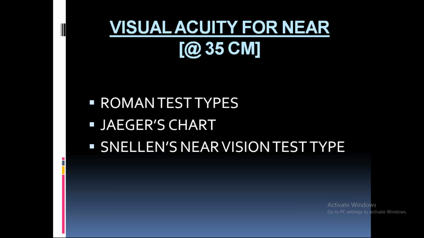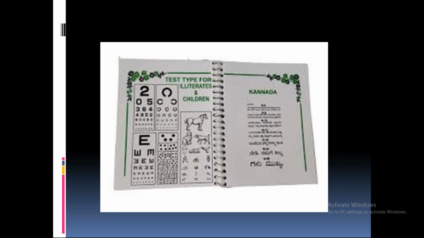Visual acuity for distance is checked at a distance of 6 meters. For near vision, it is checked at a distance of 35 centimeters. There are various tests: Snellen's near vision test type, Roman test type, Jaeger's chart. These are the tests for visual acuity for near vision. This is the Snellen's visual acuity for near vision.